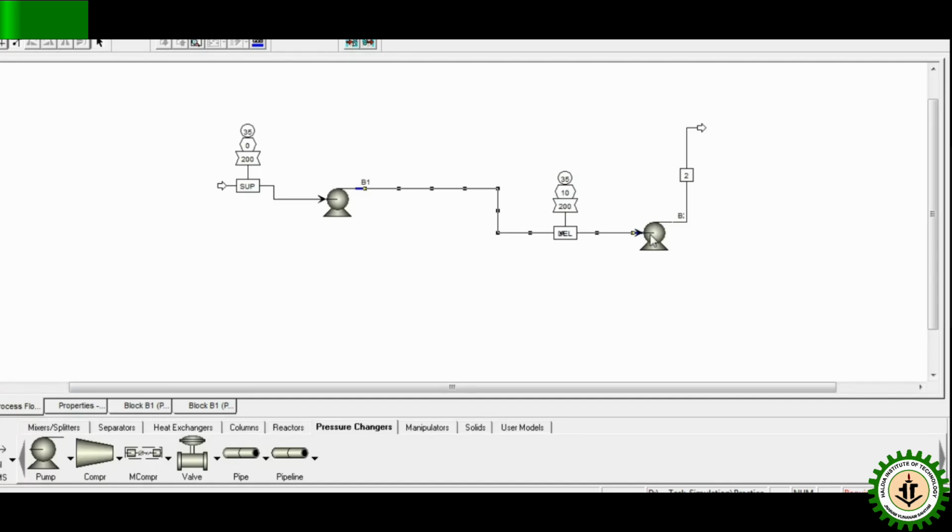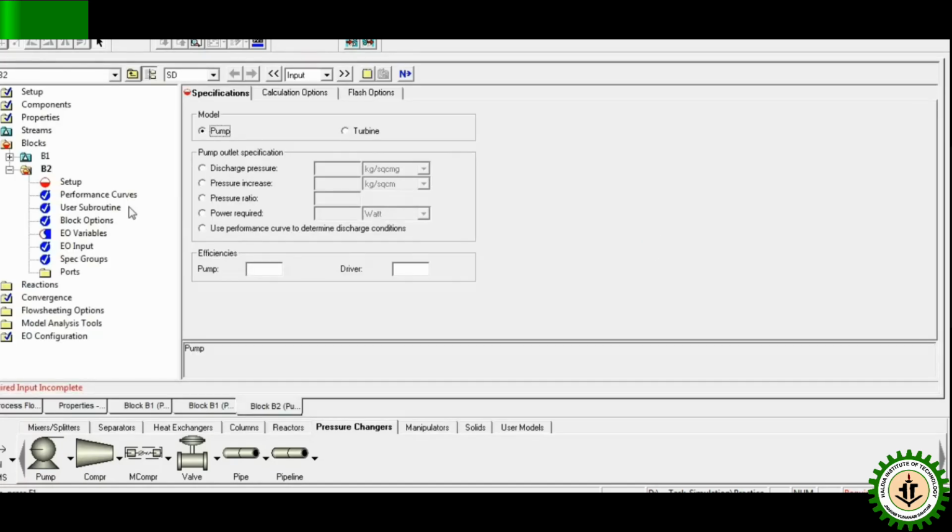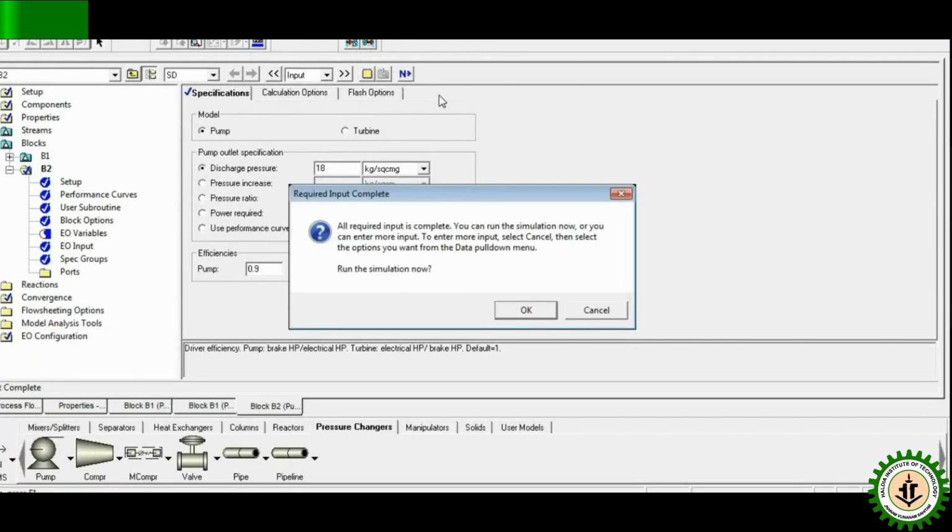So now I am giving certain inputs in the block. I am saying this is a pump model. Discharge pressure I am saying is 18 kg. Pump efficiency I have given maybe 0.9, driver efficiency I have given 0.85. So this is also okay. Now all your required input is complete.